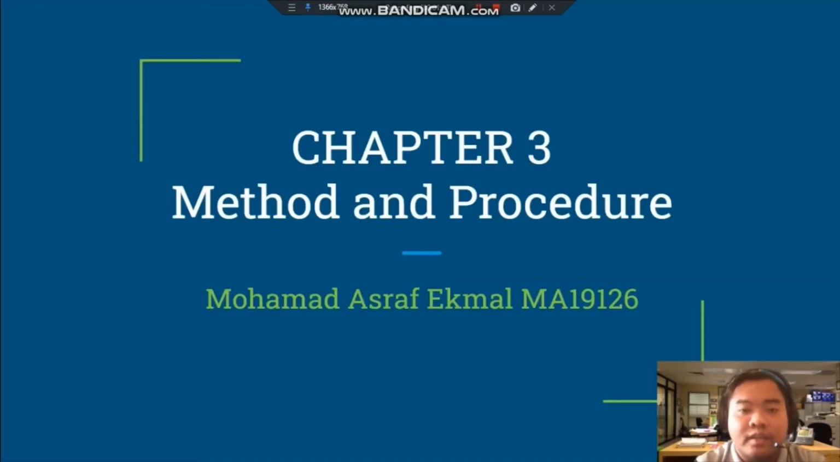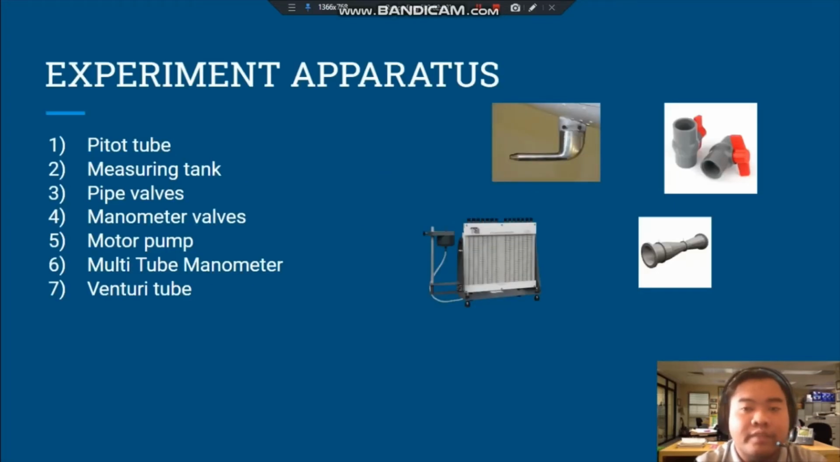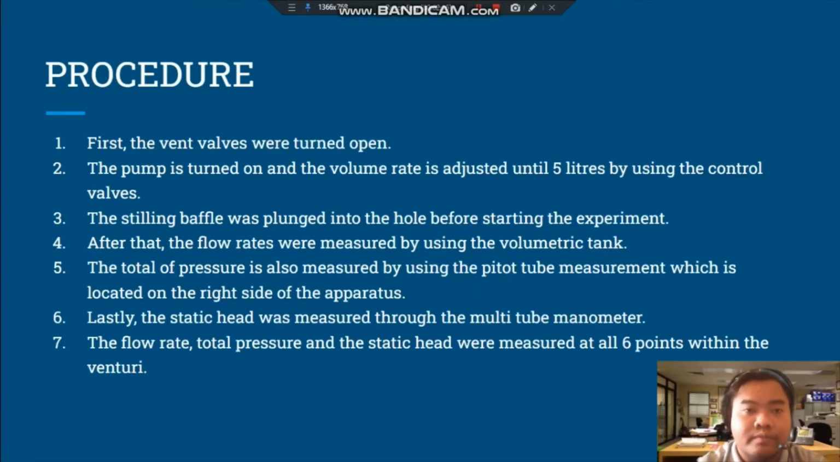Next, the method and procedure of the experiment. The first one is the experiment apparatus. We have a pitot tube, measuring tank, pipe valve, manometer valve, motor pump, multi-tube manometer, and venturi tube. And the procedures are as follows.